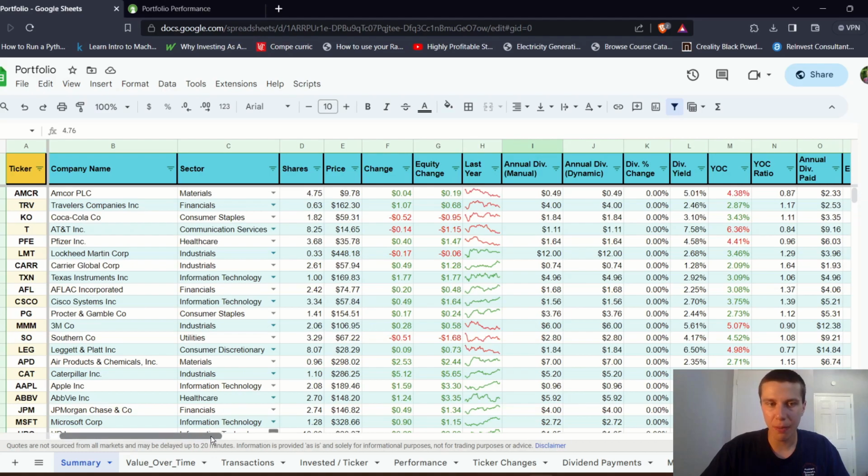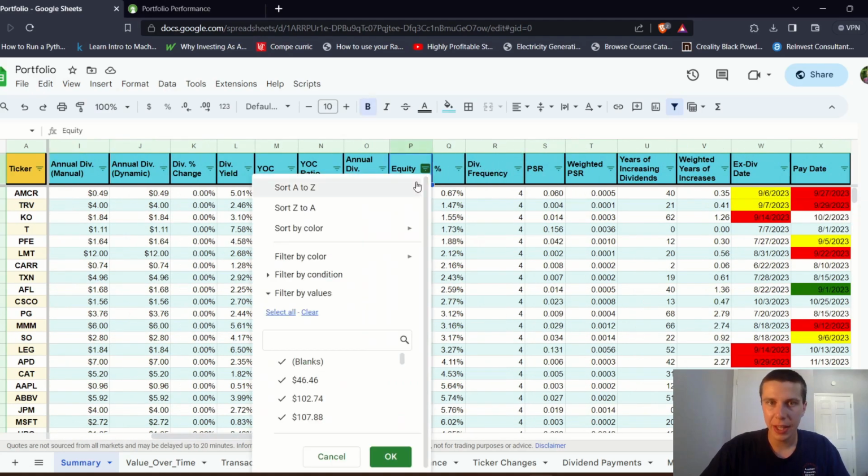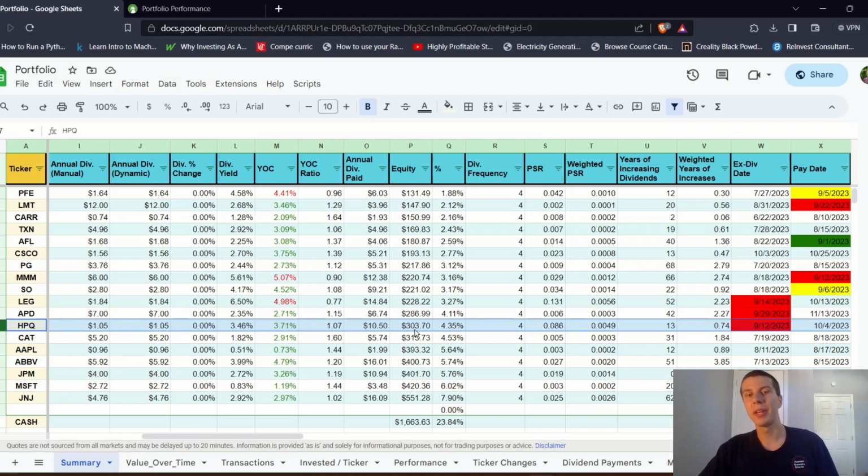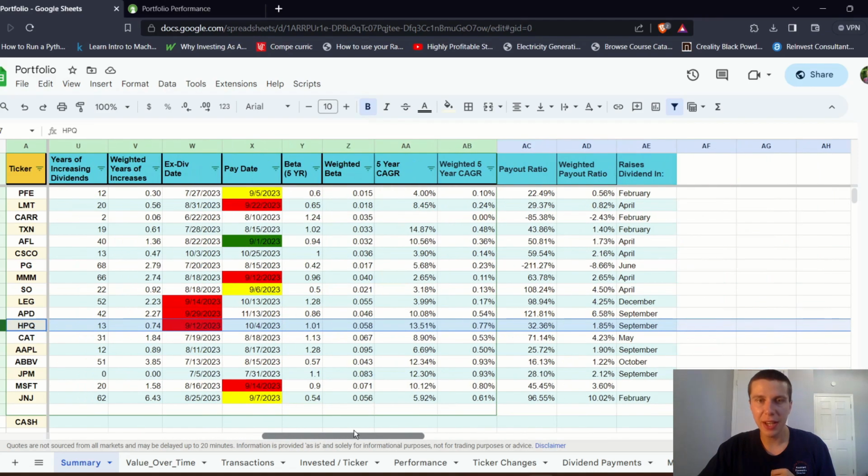and we can sort by equity again to include that. So HP is around the 10th largest position in the portfolio. Let's see, 1, 2, 3, 4, 5, 6, 7th largest. About $300 is what the position is worth right now, which is about 4.4% of the portfolio, and that'll generate about $10.50 of dividend income. Right now, HP's 5-year dividend CAGR is about 13.5%, which is really exciting. And they also have a pretty low payout ratio of only 33%, which is another great thing about the company.